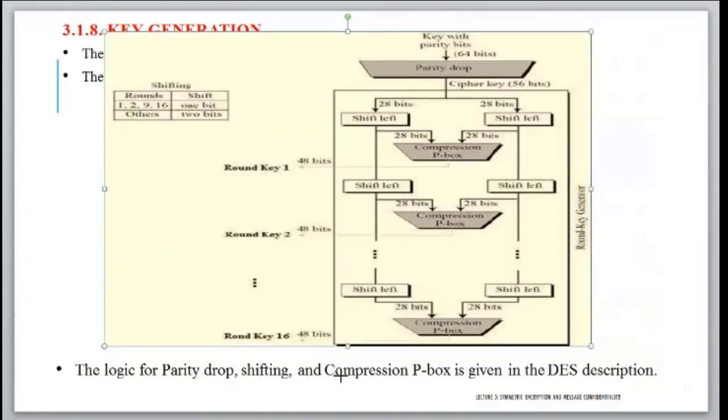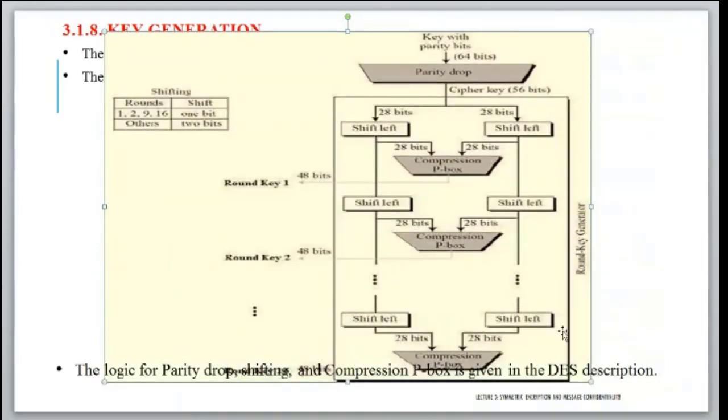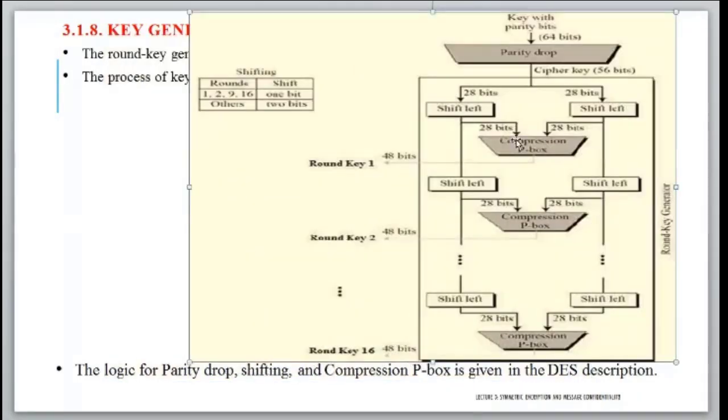Now you can see here, we are going for the key generation. This is a short answer question: explain the key generation concept of the DES algorithm. Once you complete the key generation, the DES will be over. Now I'm going for the key generation. How will the key be generated? It is going to generate 16 different keys.